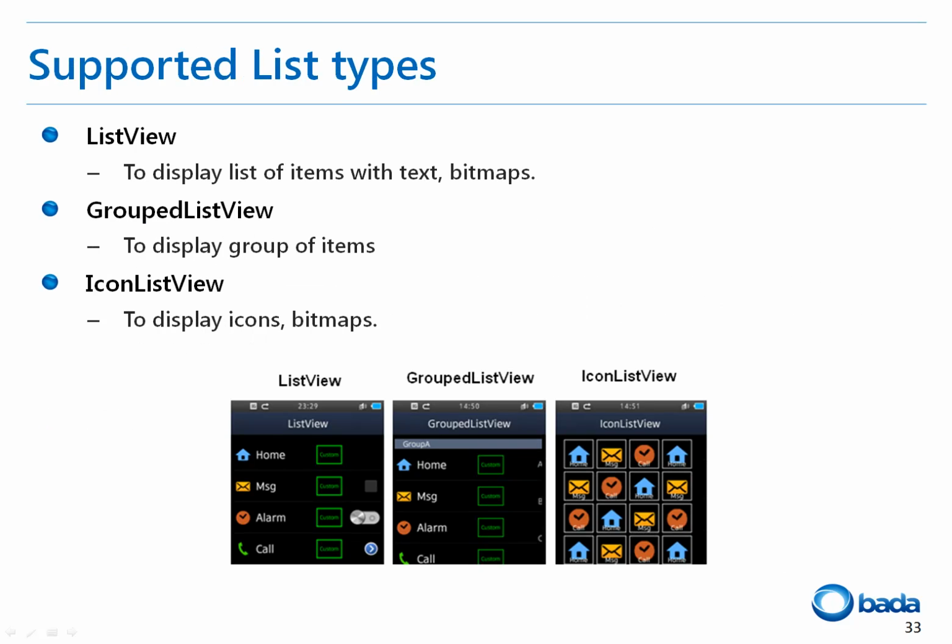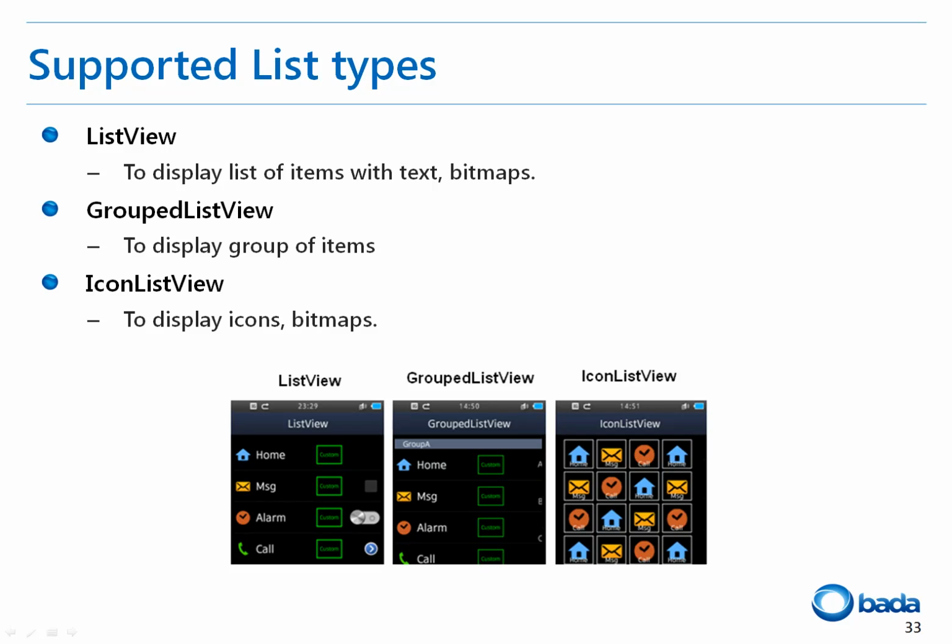There are 3 different types of lists: list view, grouped list view, and icon list view. A list view represents a list of items, which loads both simple and user-configured items when they need to be shown. A simple item has a fixed layout consisting of a bitmap and a text string. A user-configured item in a list view can have a different layout and height compared to the other items.